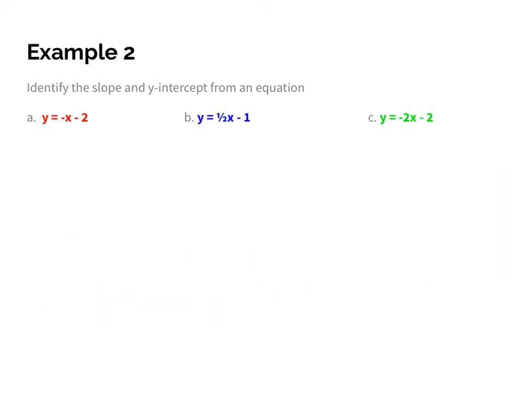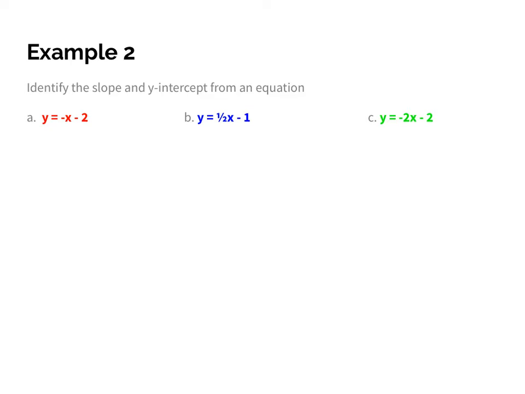Our next example is pretty easy. It's just identifying slope and y-intercept from the actual function itself. So again, we're looking at slope-intercept form, so you're going to have to be able to look at these equations and identify the slope and the intercept, and then we can combine that into actually graphing it. So we're trying to identify these from our equation.